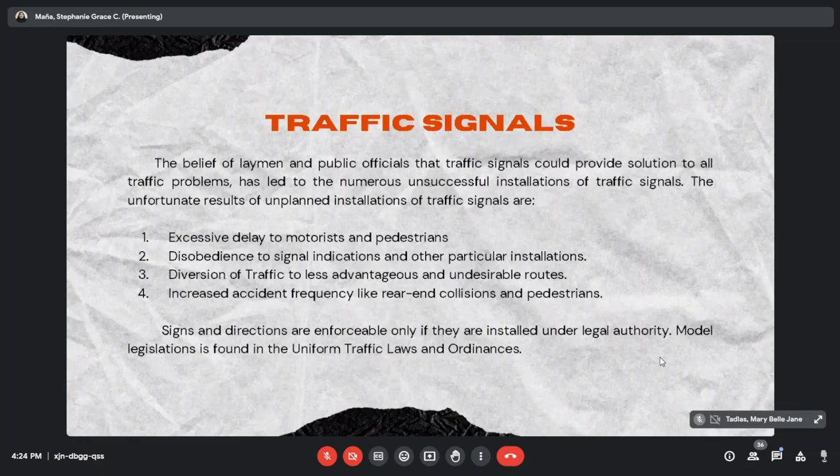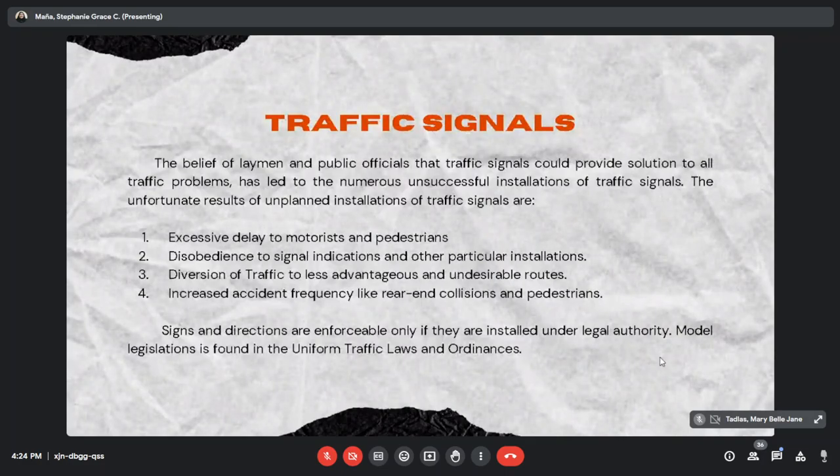So the belief of laymen and public officials that traffic signals could provide solution to all traffic problems has led to the numerous and successful installments of traffic signals. So manang gibelief gid sa halos sa ato nga traffic signals para masolusyonan ang problema which is not directly true gid bitaw. The unfortunate results of unplanned installations of traffic signals are first is the excessive delay to motorists and pedestrians.